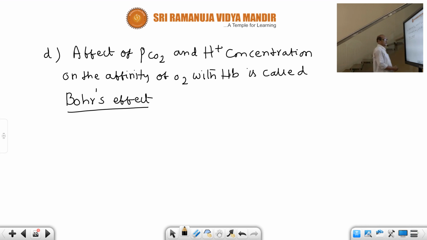This is O2 transport. And then the second respiratory gas is CO2. So actually there is no time. Tomorrow we can go for that. So let us stop today.